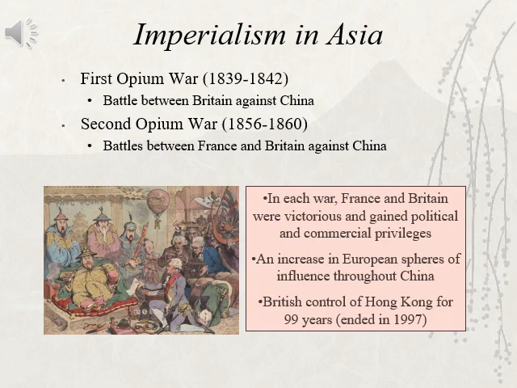So, what did imperialism look like in Asia? Between the First Opium War, which was a battle between Britain against China, and the Second Opium War, which was a battle between France and Britain against China, each war, France and Britain were victorious and gained commercial privileges in China. This led to an increase in European spheres of influence within China, where British forces were allowed control of Hong Kong, both economically and politically, for 99 years. And this just ended recently, 25 years ago, in 1997.